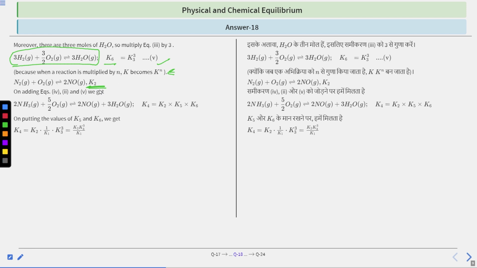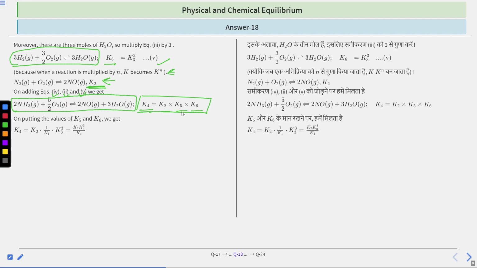Now, on adding the fourth equation, equation 2 and the fifth: the fifth is this, the fourth we just found, and the second is this. On adding these three equations, we get the equation we needed finally, that is 2NH3 plus 5/2 O2 gives 2NO plus 3H2. It has equilibrium constant K4, and as we have added the fourth, second, and fifth, we multiply the equilibrium constants of each of them. So K4 will be equal to K2 into K5 into K6.